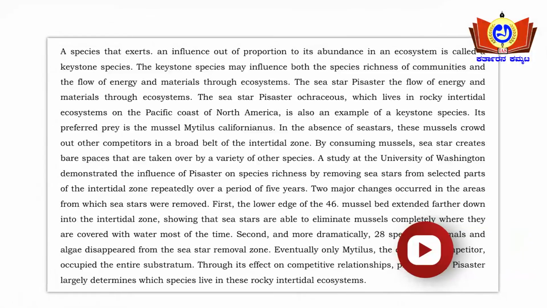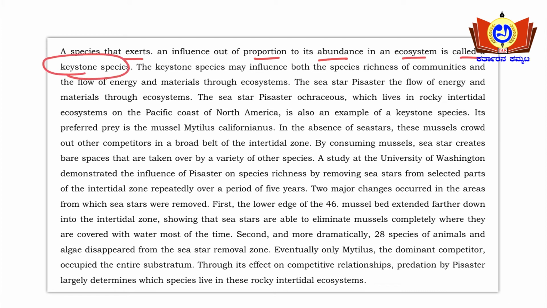So this is the passage here. A species that exerts an influence out of proportion to its abundance in an ecosystem is called a keystone species. The keystone species may influence both the species richness of the communities and flow of energy and materials through ecosystems.